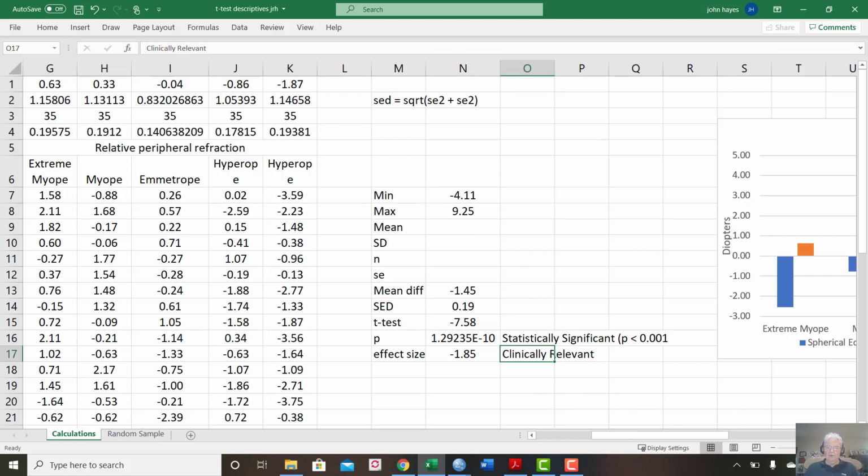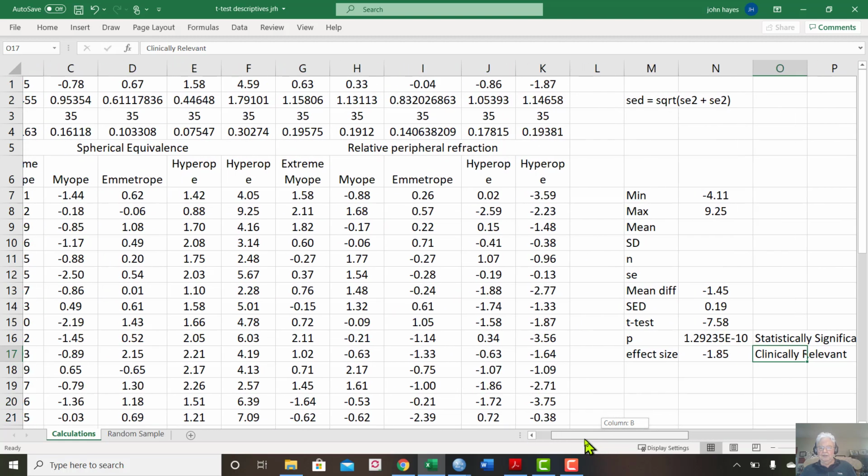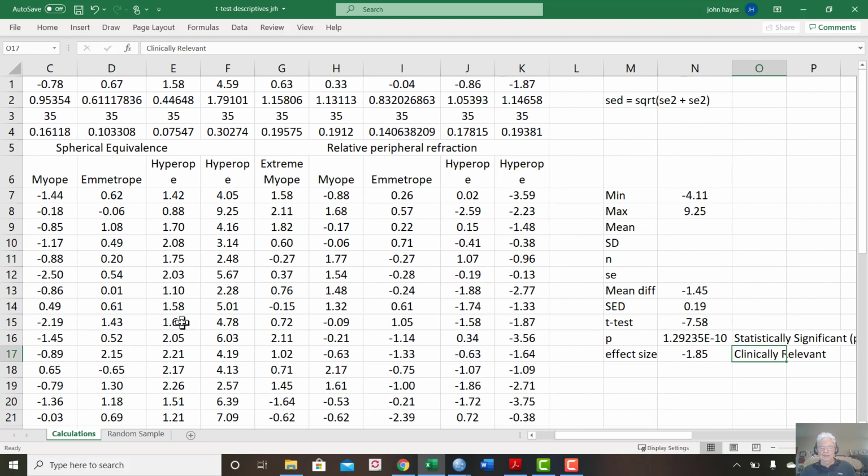So there you have it for the difference between the spherical equivalents for myopes versus emmetropes. The mean difference is 1.45 diopters. The t-test was minus 7.58. The p was less than 0.001. And the effect size was minus 1.85. This is a really big effect. There's a big difference between emmetropes and myopes, as you already know. But there it is in black and white statistical sense. That's it.